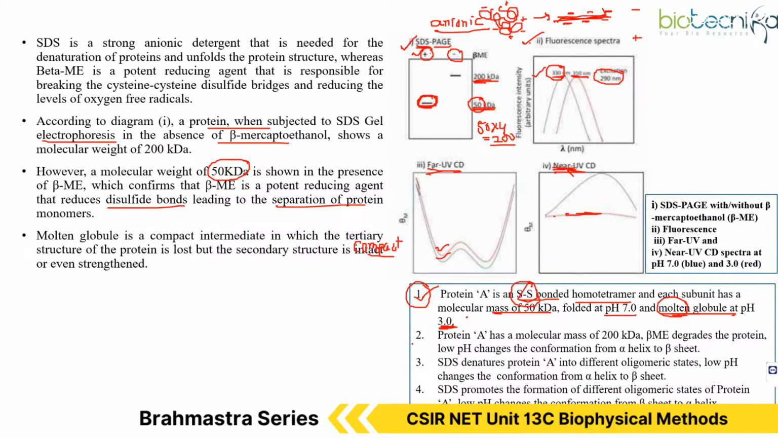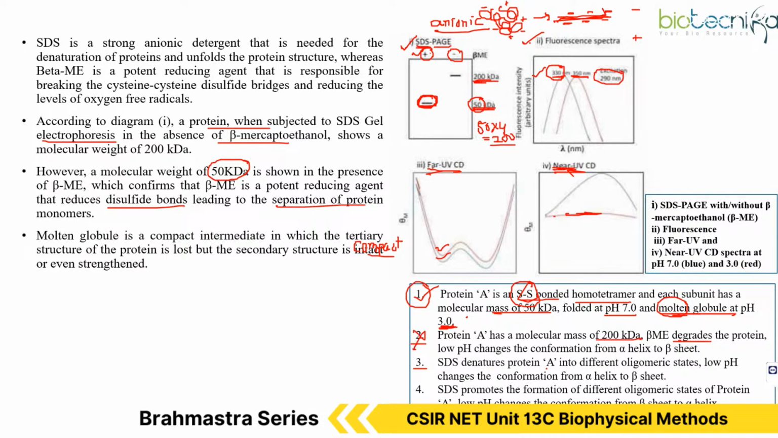Then let's check other statements also. If you see option 2, it states that protein A has a molecular mass of 200 kilodalton. Beta mercaptoethanol degrades the protein. No, it doesn't degrade the protein, right? As I told you, it reduces the disulfide bond. It's a reducing agent leading to separation of protein monomer. So this cannot be correct.